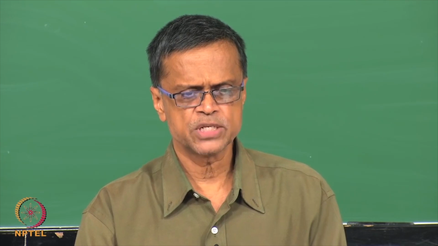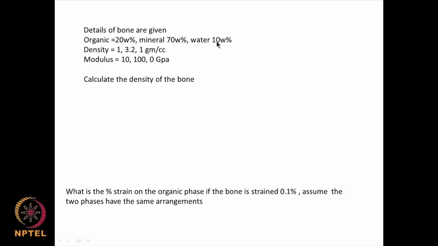Let us look at one problem. This is the bone, it contains 20% organic, 70% mineral and 10% water. The density of organic is 1 gram per cc, mineral is 3.2 grams per cc, water is 1 gram per cc. Modulus is 10 gigapascal for organic, 100 gigapascal for mineral. When we say mineral, it is apatite, and when we say organic, it is collagen, and 0 modulus for water. What is the density of the bone?